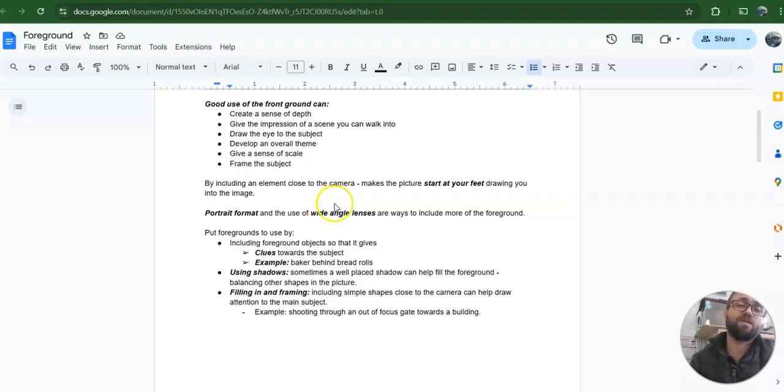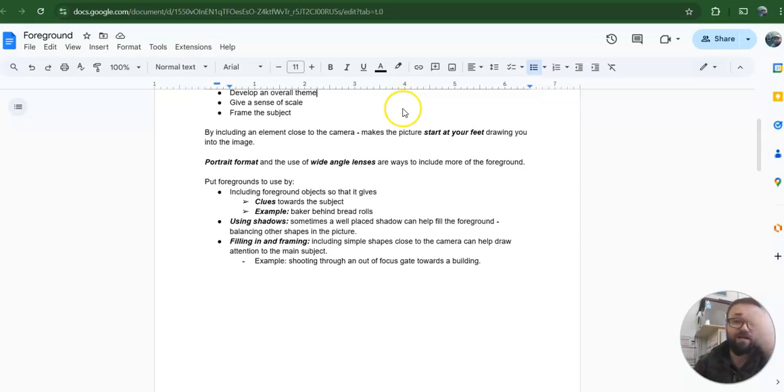Portrait format and the use of a wide-angle lens are always a good way to include more of your foreground, especially a nice wide-angle lens. So putting foregrounds to use by including foreground objects gives you sort of clues to the subject. Example, a baker behind a bunch of bread rolls in front of him.